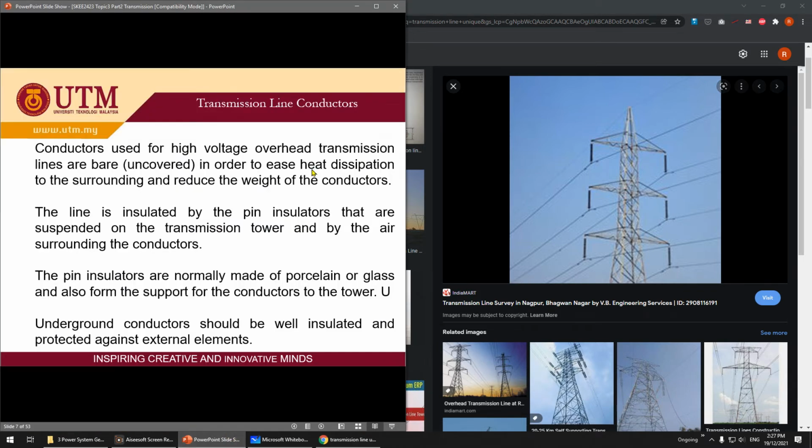The pin insulators are commonly made of porcelain or glass, and they also support the conductor on the tower. They are made of porcelain or glass because it is an insulator. Underground conductor should be well insulated and protected against external elements. So underground also needs insulation, and you need a different type of insulation. For overhead, you use bare wire, because we can use the air as insulator and use the insulator here as the insulator.